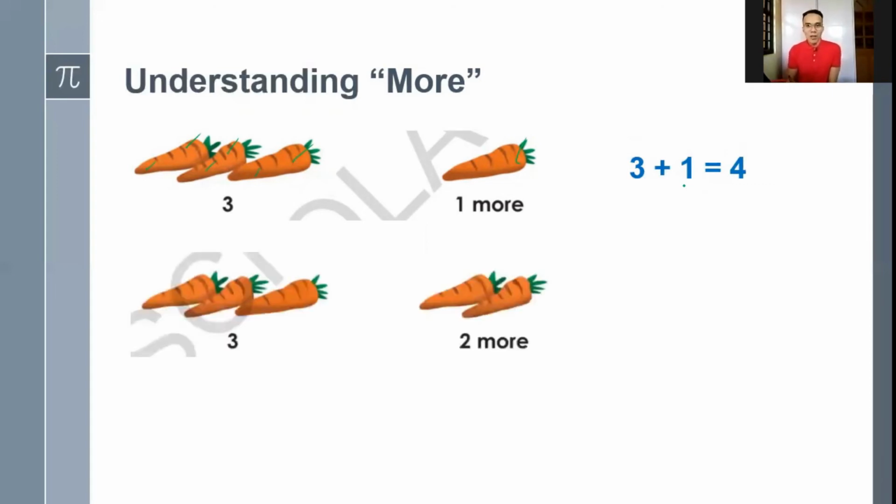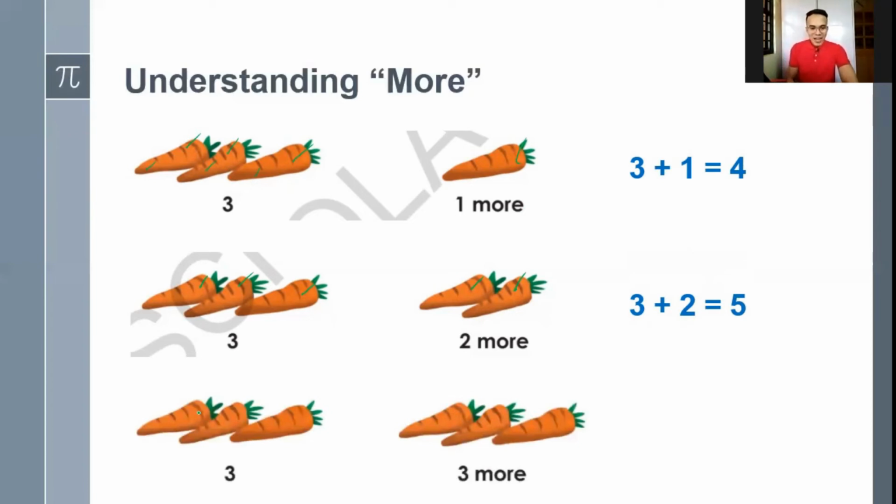Next example, I have 3 carrots at first and I have 2 more. How many carrots do I have altogether now? Let's count. 1, 2, 3, 4, 5 carrots altogether. So we write here 3 plus 2 more equals 5.